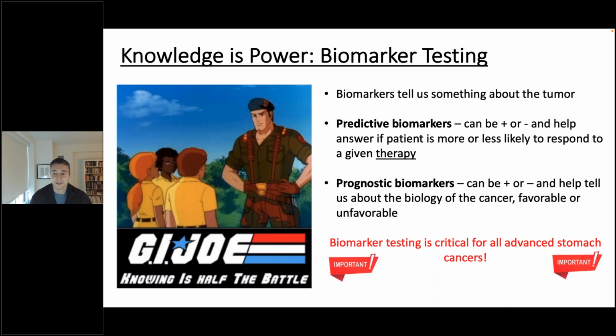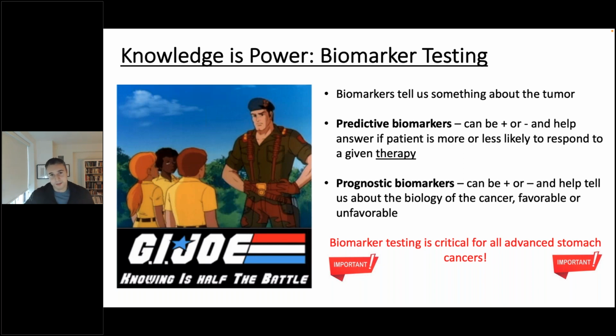Prognostic biomarkers tell us about the biology of the cancer. Is this an aggressive disease that might be associated with a shorter survival, or is this perhaps a less aggressive disease that may do better? For example, microsatellite high patients do better than microsatellite stable patients in general.